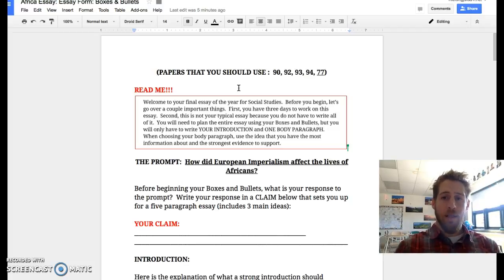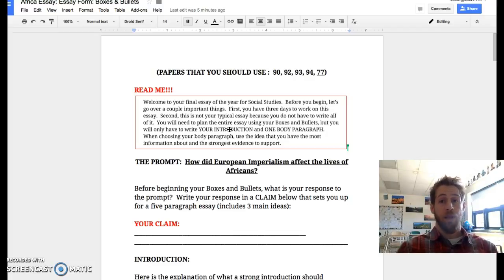But here is the main piece. In red in a box, it says read me. This must be important. Definitely read this all the way through, but I'm going to get to the big piece. All that you need to write for this essay is your introduction and 1 body paragraph. You've already come up with 3 main points that you want to talk about. You need to just make sure you give me your strongest body paragraph. You still have to plan the whole thing out.